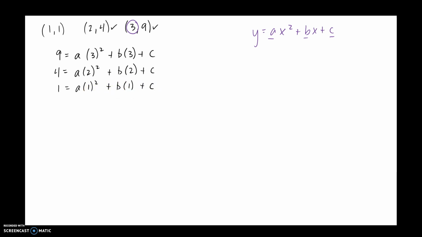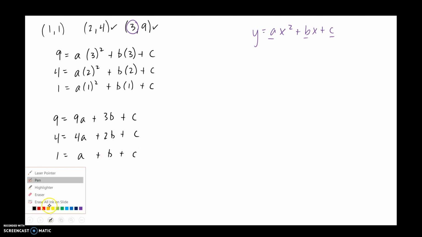Okay, cleaning these up a little bit, I get 9 equals 9a plus 3b plus c. 4 equals 4a plus 2b plus c. 1 equals a plus b plus c. After you substitute in each point, now you subtract the equations. Piece by piece, 9 minus 4 is 5, equals 5a plus b. Notice c minus c, those unknowns canceled each other out.